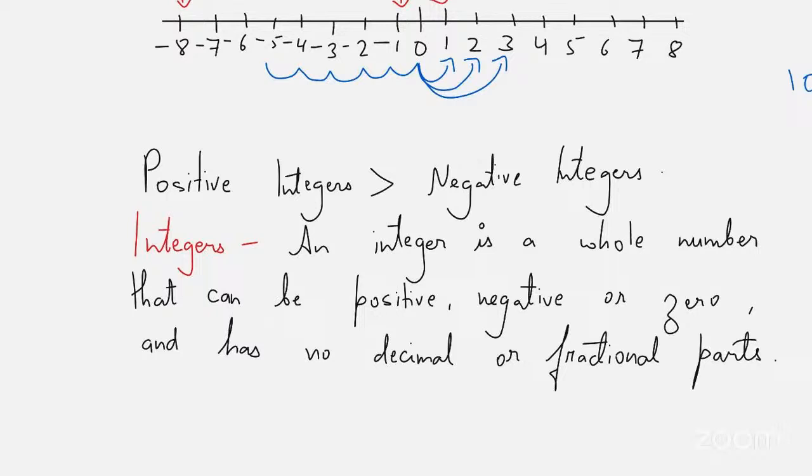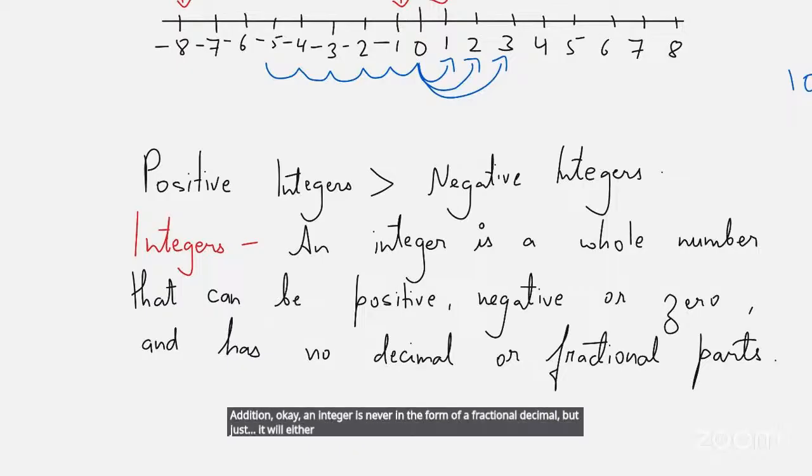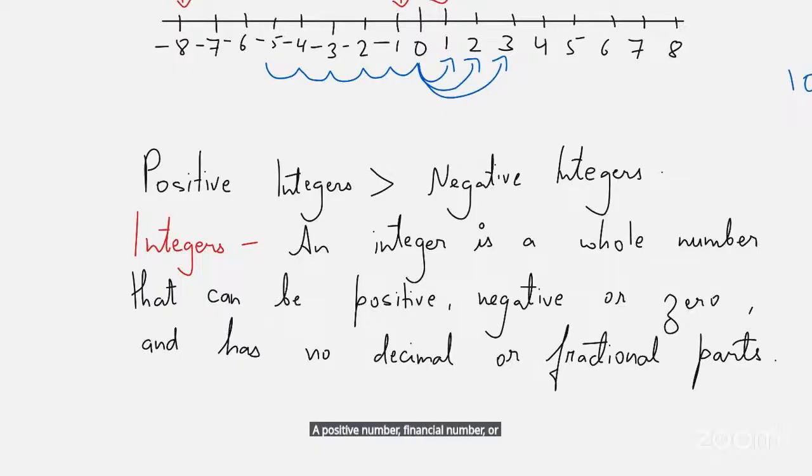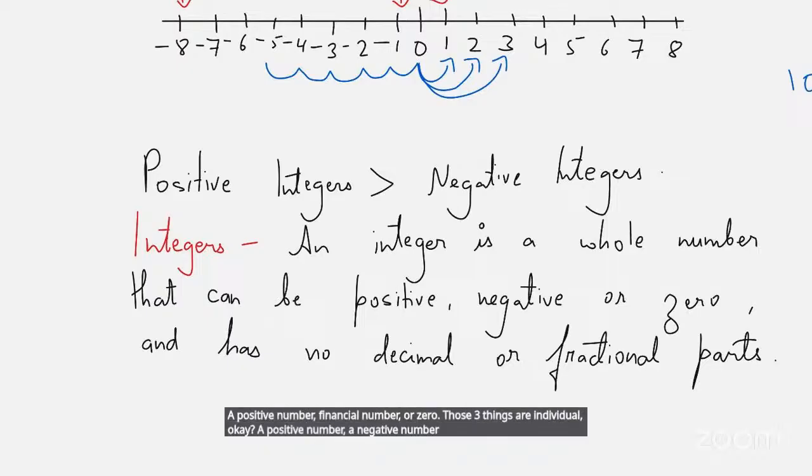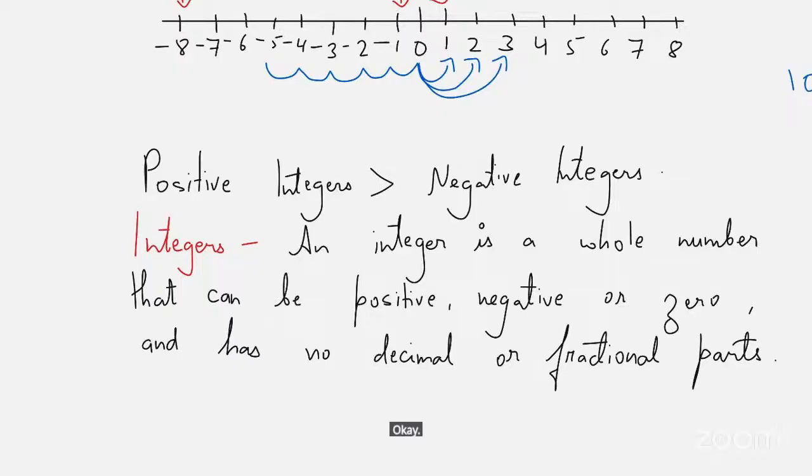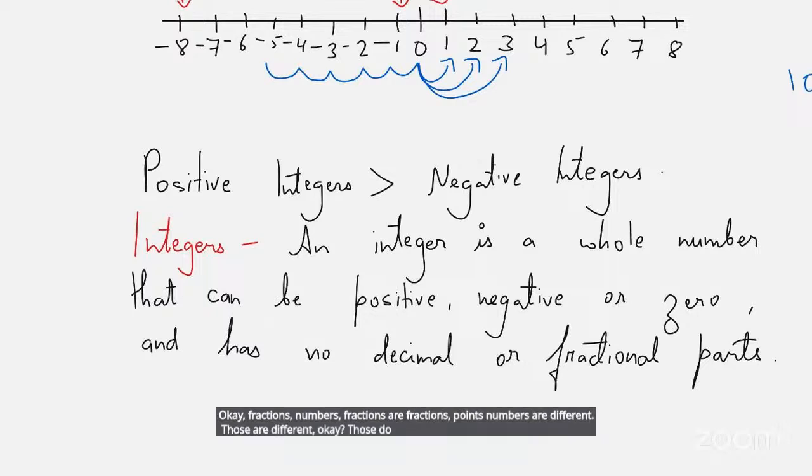Okay, it means an integer is never in the form of a fraction or a decimal, but it will be one of three things: a positive number, a negative number, or zero. Those three things are integers. Fractions are fractions, and point numbers are decimals. Those are different and do not come under integers.